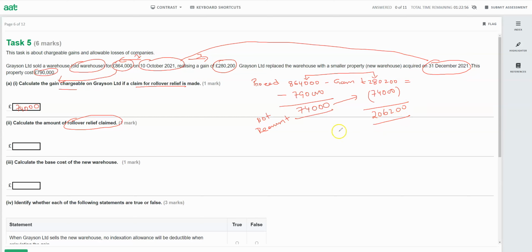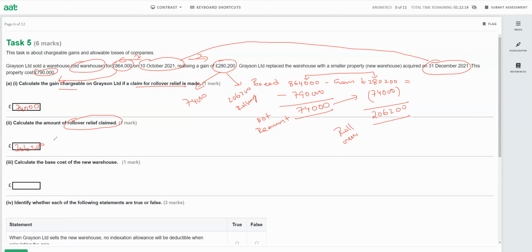So this is the money that is rolled over. Try to understand. Total gain was 280,200, and out of that 74,000 I'm paying tax immediately because I didn't reinvest this money, and the rest of the balance, this 206,200, will be rolled over. Rollover means I'm going to pay the tax later on, not right now. So the amount of rollover relief claim will be 206,200. And finally, the last question is asking to calculate the base cost of the new warehouse.